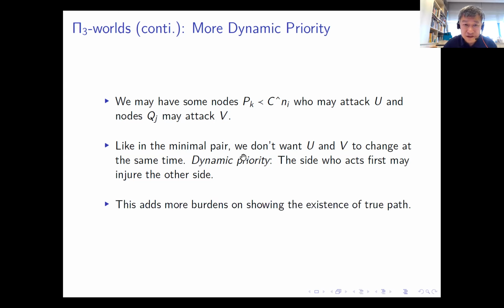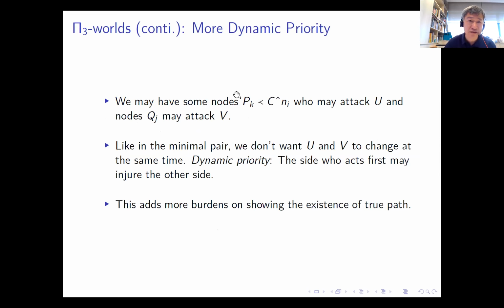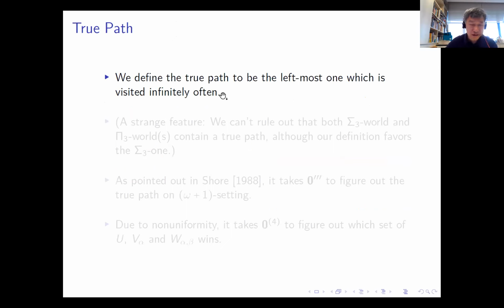So since we have this dynamic priority, checking that the true path exists requires more work, because we have to make sure that the thing on the true path was initialized only finitely many times, no matter whether it is from the sigma 3 side or from the parallel universe. So there are some difficulties because we assign priority this way. So that's the other feature I want to highlight. Now let me show you some bits of the proof.